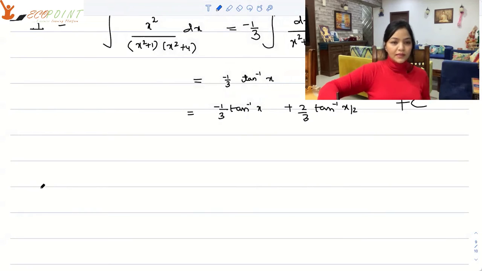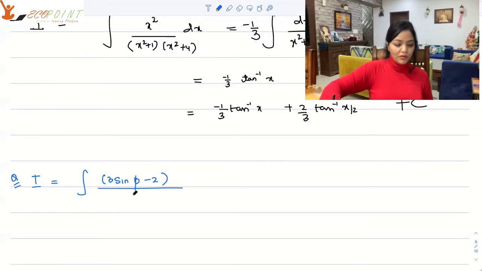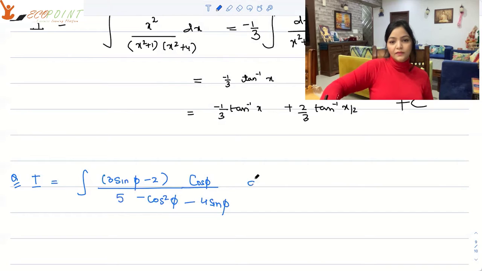Okay. Let me take another question. And here let's take a little more difficult one, a trigonometric function. So let's take a function where I have to integrate. I is equal to the integral of (3 sine phi minus 2) upon (5 minus cos square phi minus 4 sine phi), and here cos phi also, cos phi d phi.